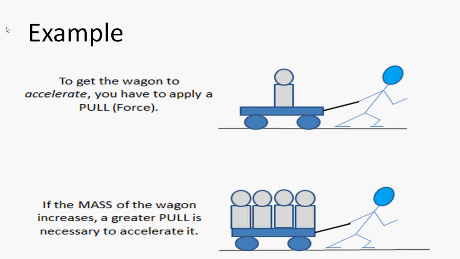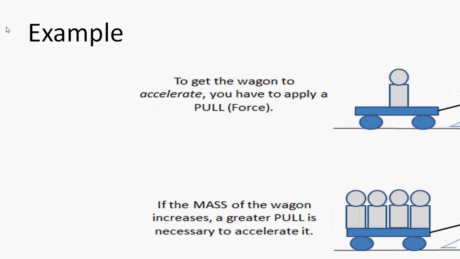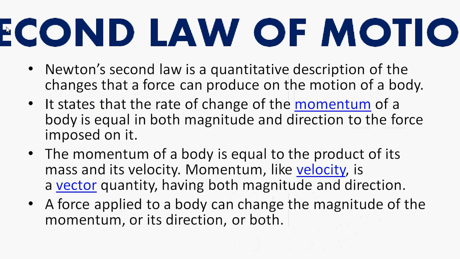So coming to the second law of motion, it tells that the rate of change of momentum of a body is directly proportional to the applied force and takes place in the direction in which the force acts. So what does it state? Newton's second law is a quantitative description of the changes that a force can produce on the motion of a body. It states that the rate of change of momentum of a body is equal in both magnitude and direction to the force imposed on it.